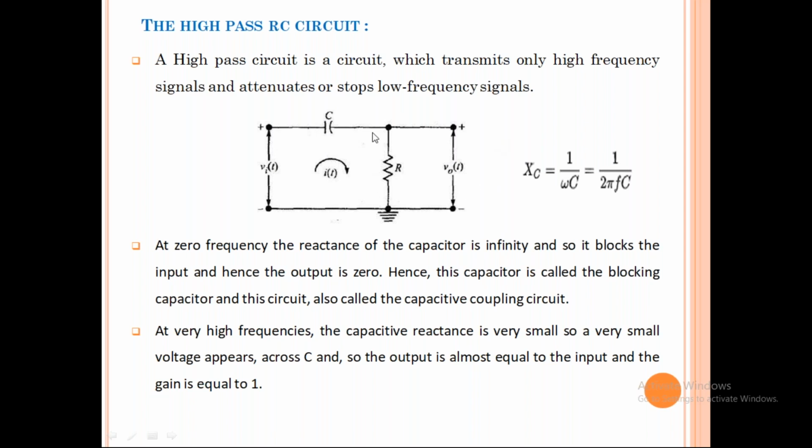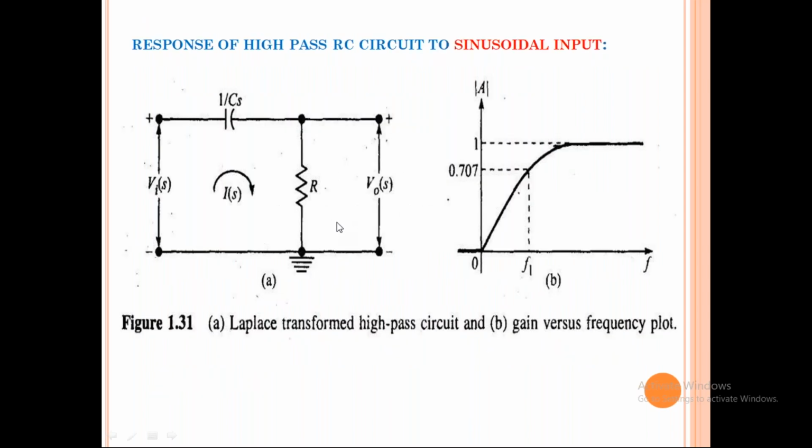Whenever the frequency increases, the capacitor reactance decreases. When a large value of frequency is considered, the capacitor reactance goes almost to 0 and acts as a short circuit. Then the input is transferred to the output. So that's why the circuit acts as a high pass RC circuit. It allows only high frequency signals, and low frequency signals will be attenuated. Whenever the frequency is high, gain equal to unity, that means the output voltage and input voltage will be the same.